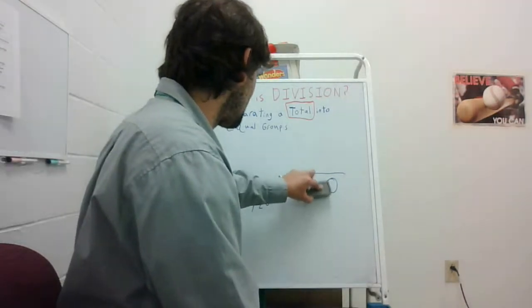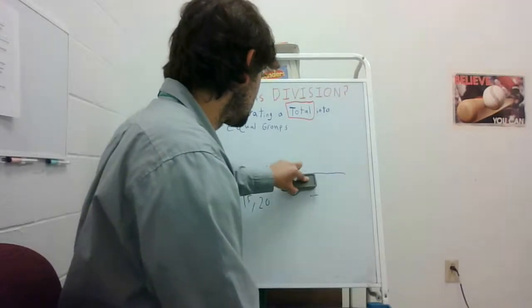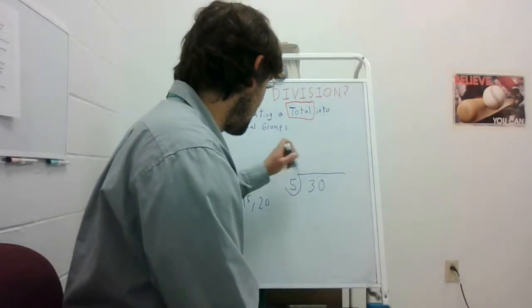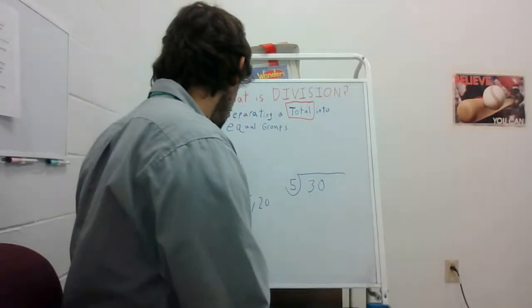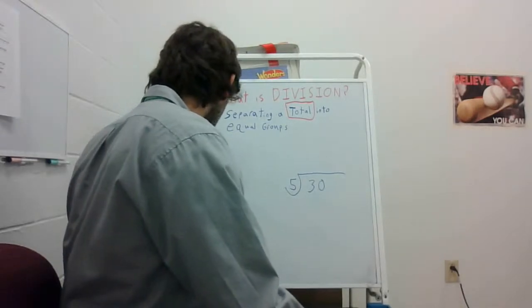Let me make it 5. I don't want it to be the same answer 2 times in a row. Let me make it 30 divided by 5. So what I'm going to do is I'm going to count by 5s until I hit the number 30.